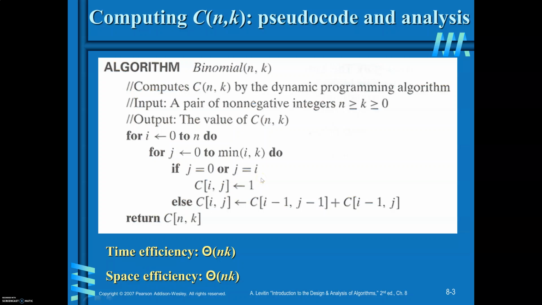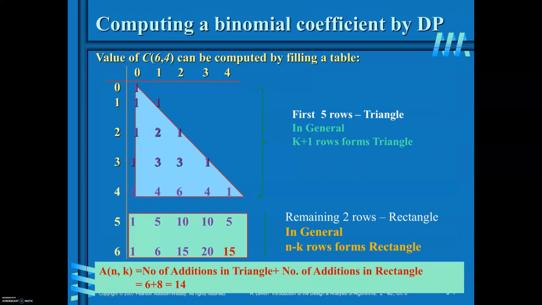The time and space complexity of this binomial coefficient is obviously equal to theta of n into k. Right? We'll see how to analyze this algorithm.